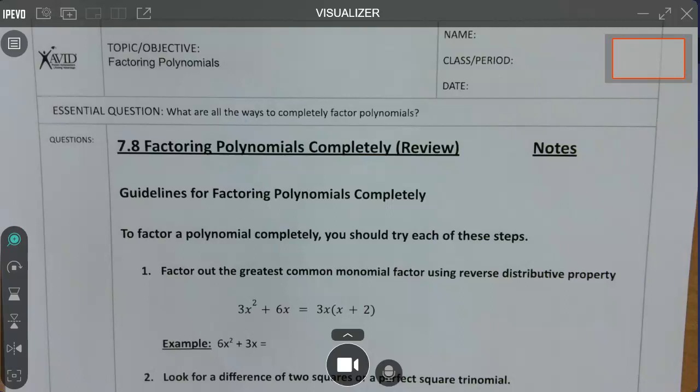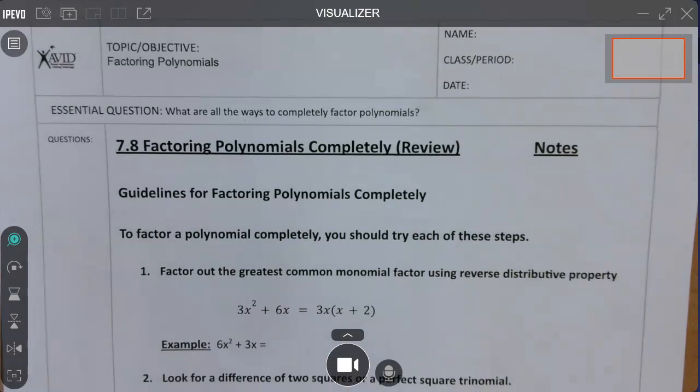Hello again. So now we're at the end of chapter 7, and we've actually learned every type of factoring method that there is to learn, and now we're going to put it all together. This is basically a combination of everything we learned in 7.5 part 1 and 2, 7.6 part 1 and 2, and 7.7. And all of these questions involve factoring.